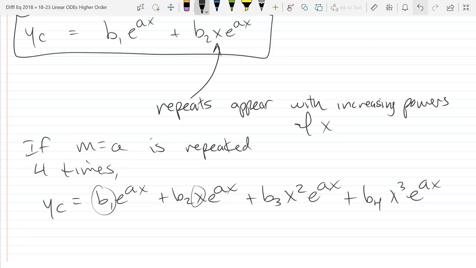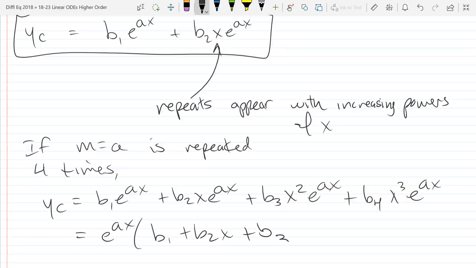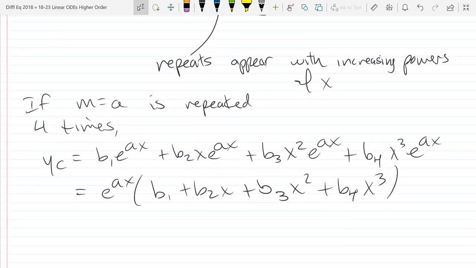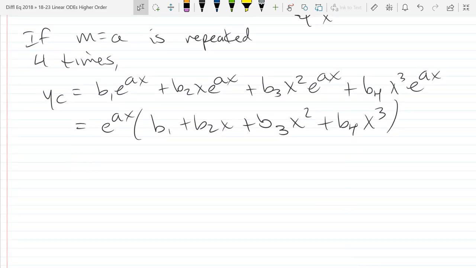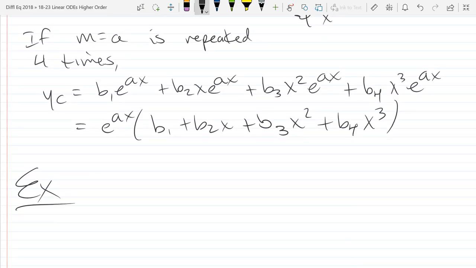You can absolutely factor out e to the ax, and you're left with b1 plus b2 x plus b3 x squared plus b4 x cubed. And you could think of this as basically an nth degree polynomial with undetermined coefficients. That's another way to think about this situation. So of course this example has repeated real roots. So we're going to solve this one.